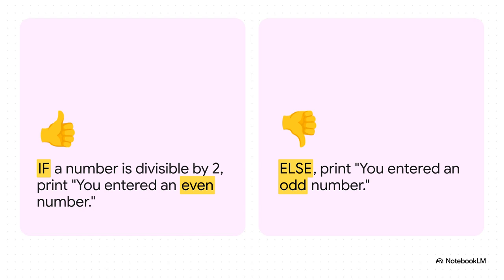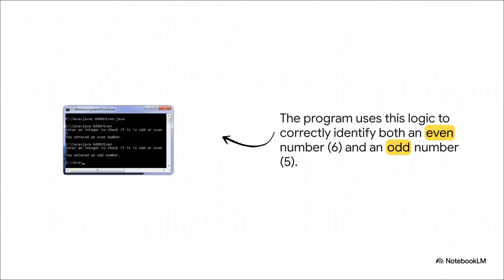In this case, we're just checking if a number is even or odd. It's a simple choice. And you can see exactly how that fork in the road works here. When the program gets the number 6, it follows the if path and tells us, yep, that's an even number. But when we give it a 5, it takes the else path instead. See? The program isn't just blindly following steps anymore. It's actually making a decision based on the rules we gave it.